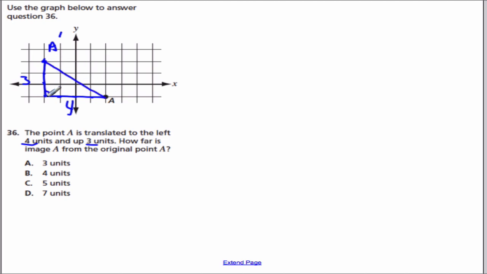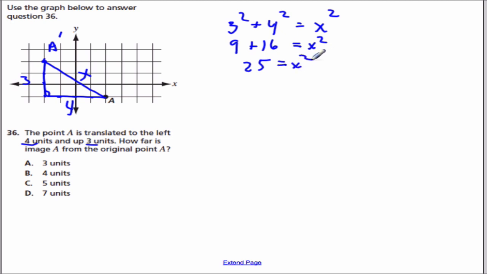It says find the longest distance. They want us to find x here, the distance from A to the new point. That's a right triangle, so we can use the Pythagorean Theorem, which is 3 squared plus 4 squared is going to be the hypotenuse squared, which is x squared. Do your math. This is 9 plus 16 is equal to x squared. This is 25, which is x squared. And I'm looking for x, so I need to find the square root, which gives me x being 5 units. So my answer here is going to be C as in cat.